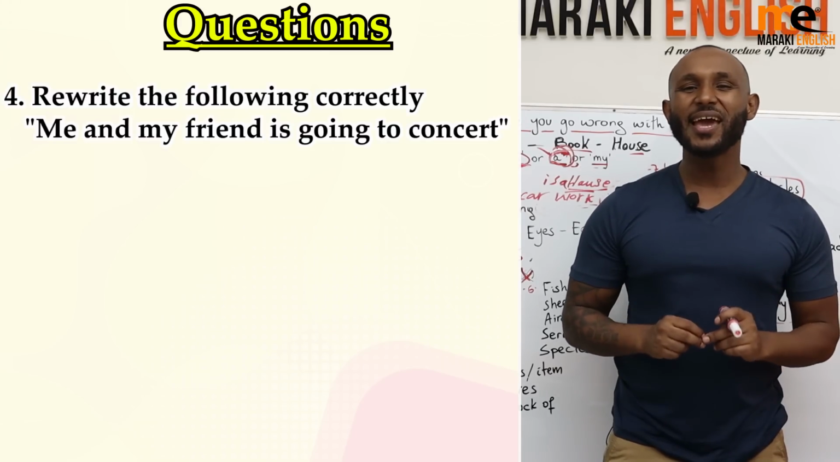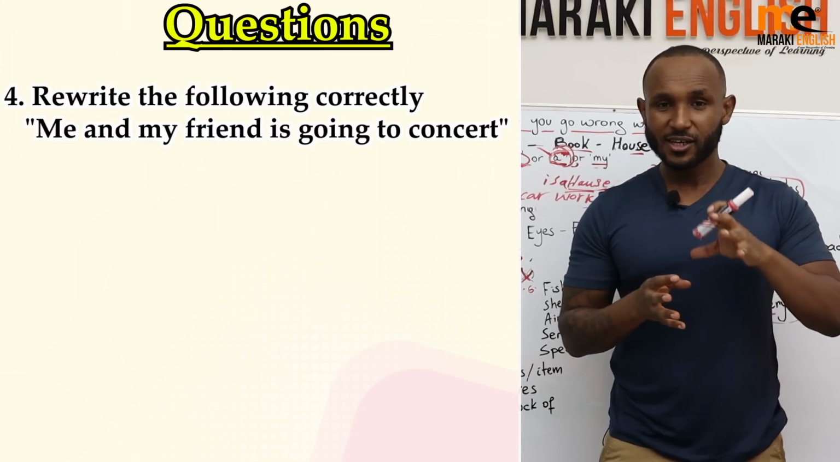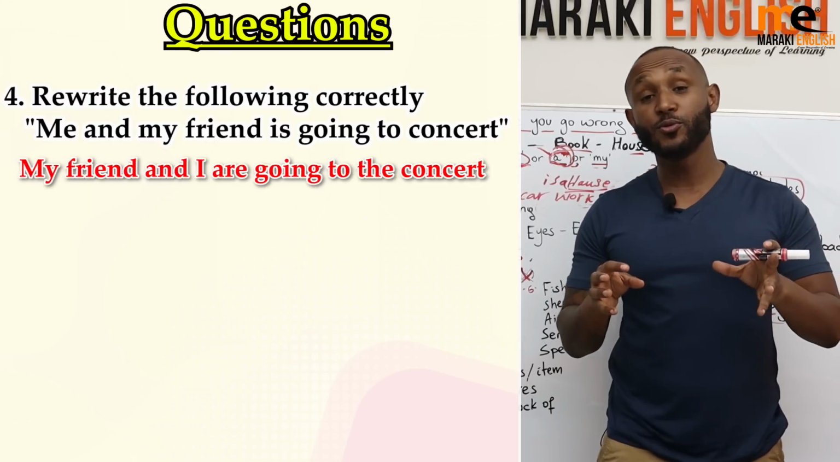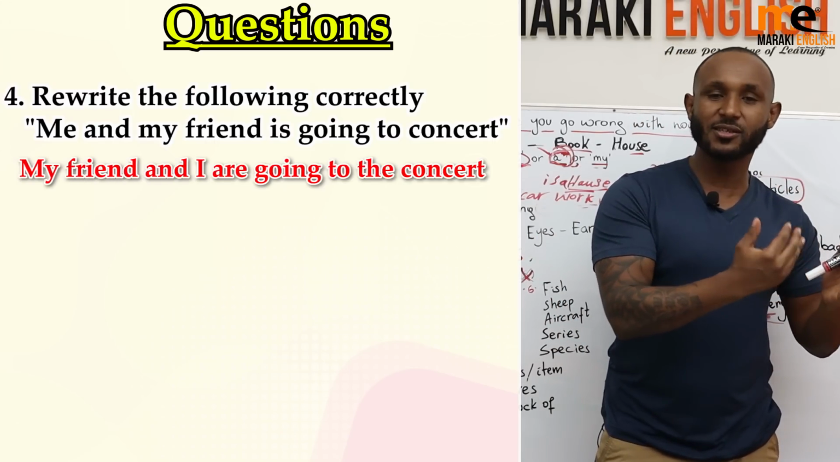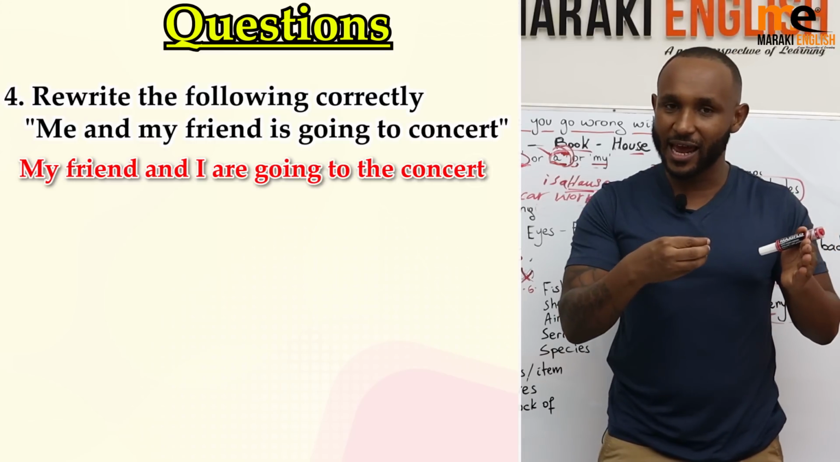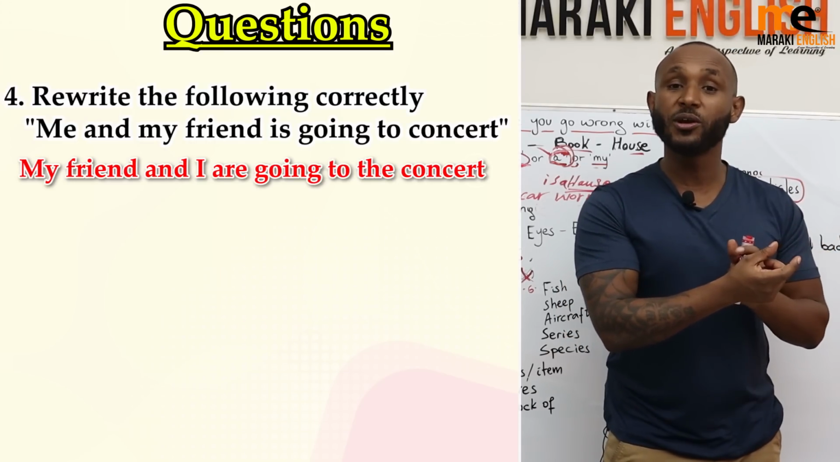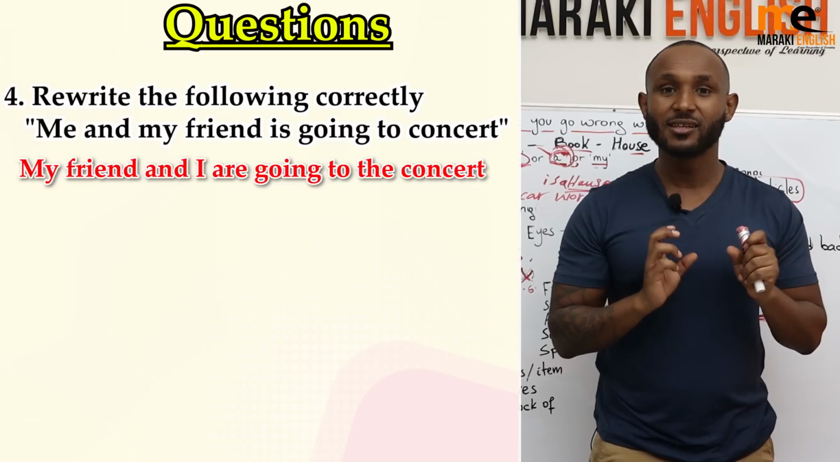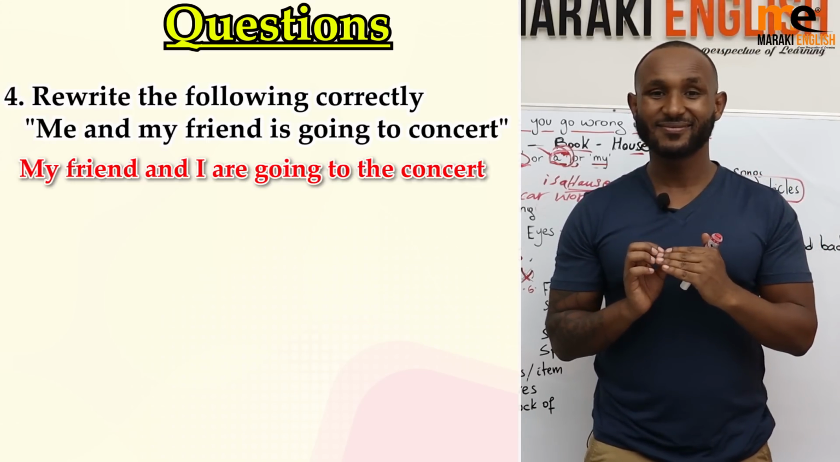On this one, me and my friend is going to the concert has 2 mistakes. The first one, if you talk about something that you do and there are other people involved in the action, you put the people first and you put yourself at last. Not me and my friend, but my friend and I. Now we are we, so you don't say is, the answer is are. My friend and I are going to the concert.